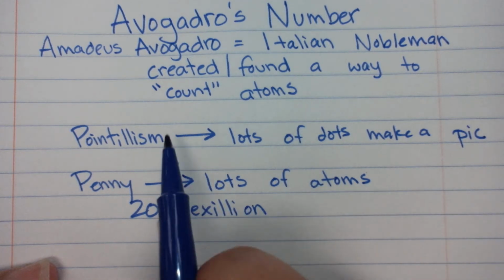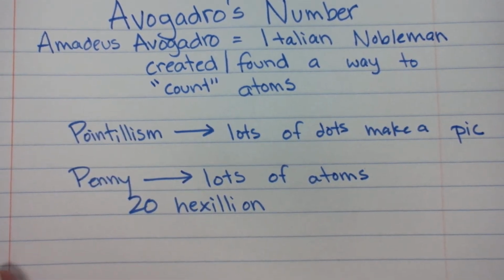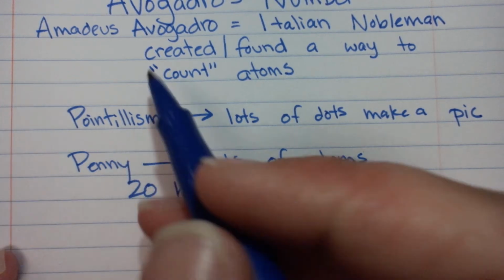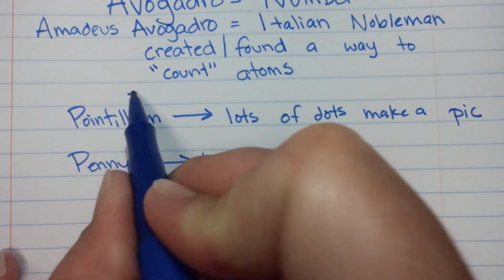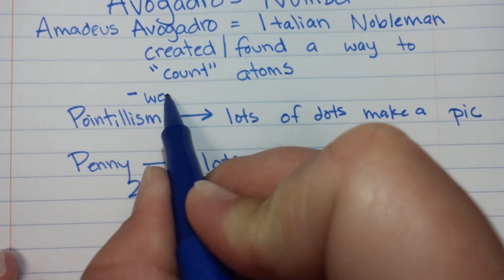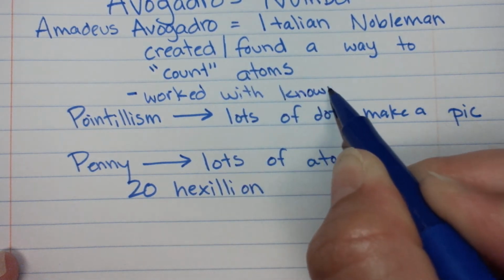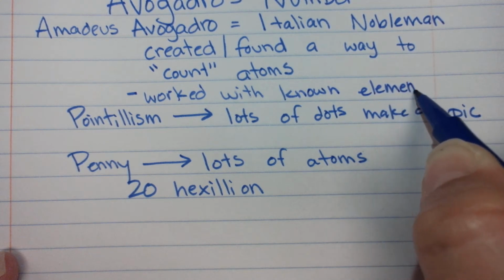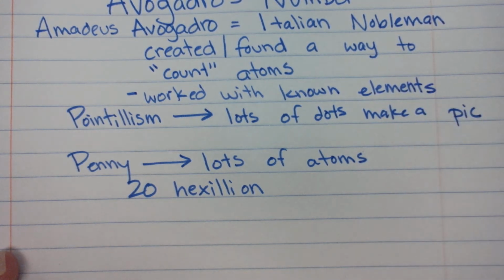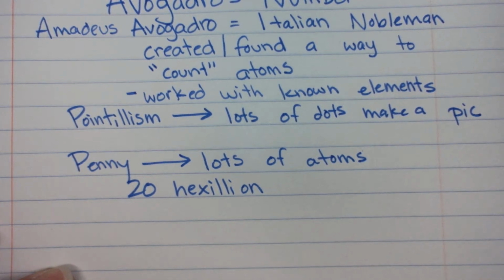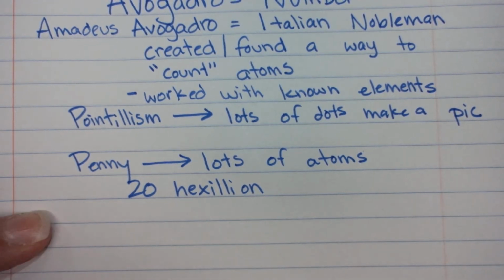Well, how did he figure this out? He figured this out by weighing the masses of known atoms. So we'll go ahead and put that up here with Amadeus. He worked with known elements. So we knew, for instance, carbon was an element, and he could identify it and find it and just use it. He knew gases, oxygen, we can find just oxygen, okay?